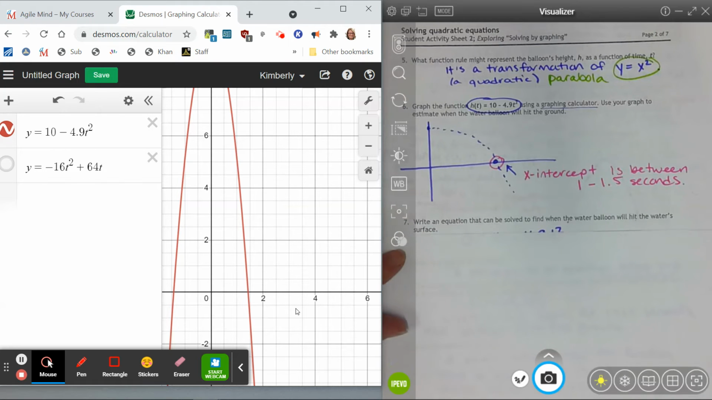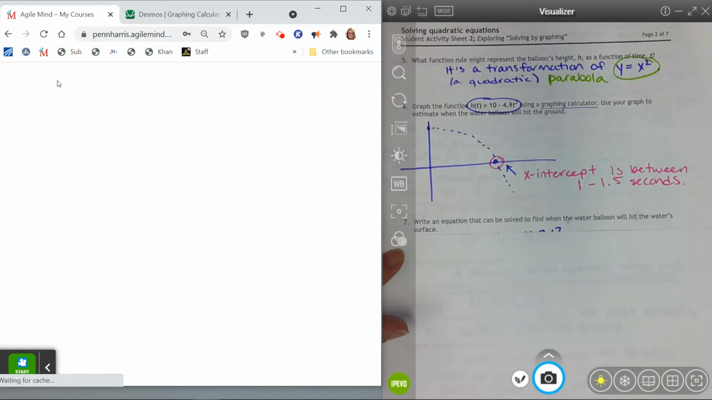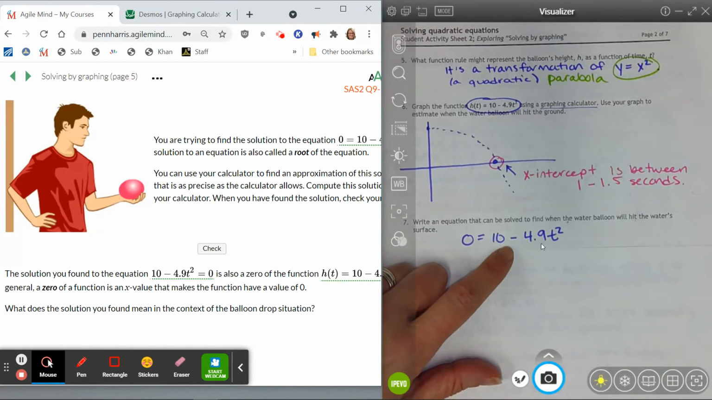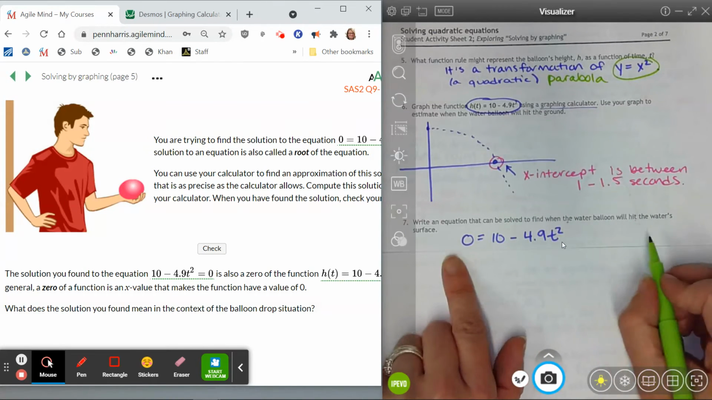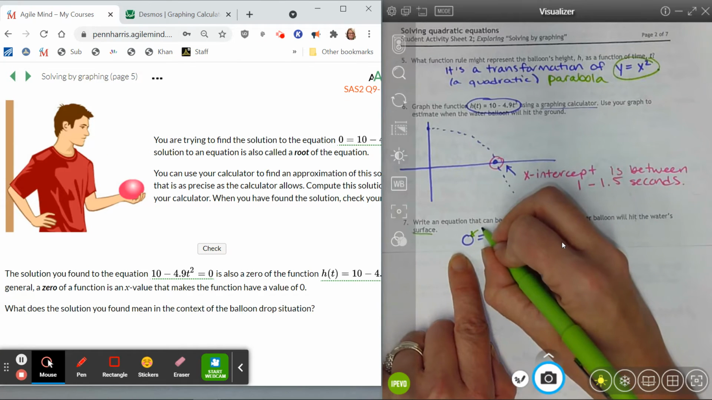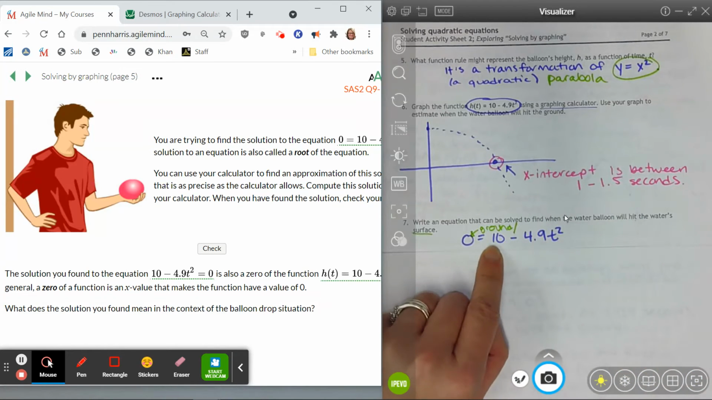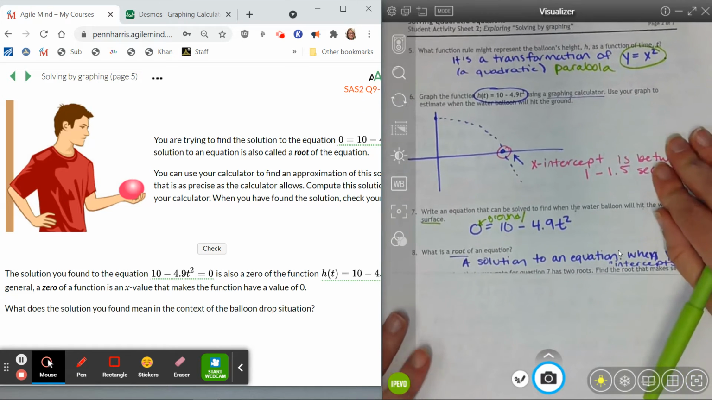Okay. So they want me to write an equation that can be solved to find when the balloon will hit the ground surface. Again, they give you this equation. That equation is going to be 0 equals 10 minus 4.9t squared. That's our equation here. When it hits the ground, or when it hits the surface, that is at 0. Again, 0 is always going to be our ground, start or end.